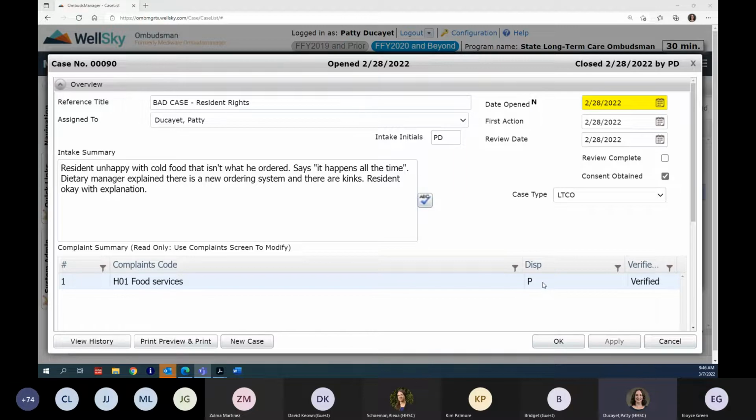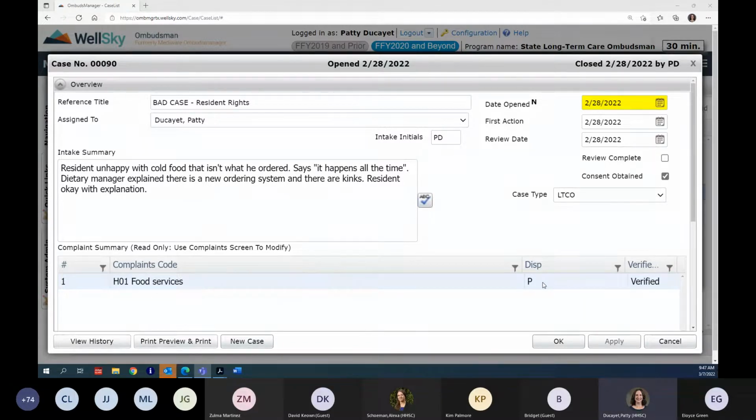And I've given it a reference title. Can I ask you all to give me some feedback about this reference title here in the chat of our Teams meeting, please? Comment on use of resident rights as my reference title. What do you think about that? How will that be useful to you?